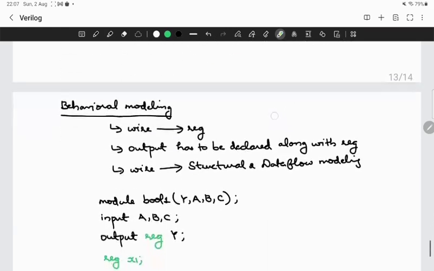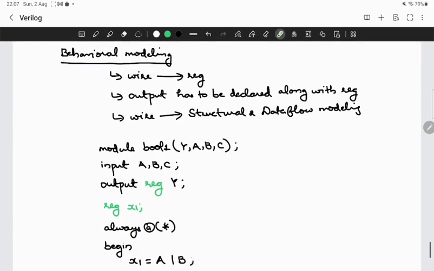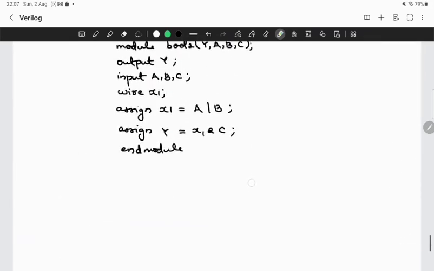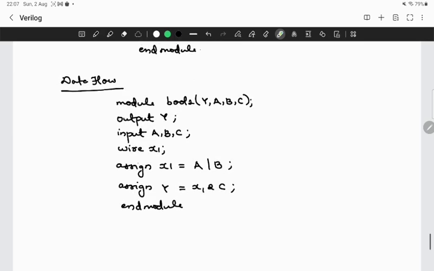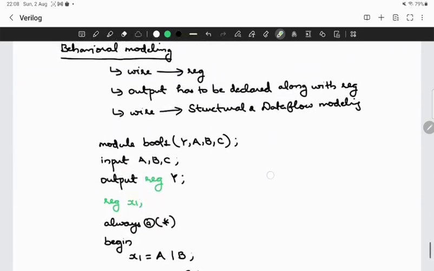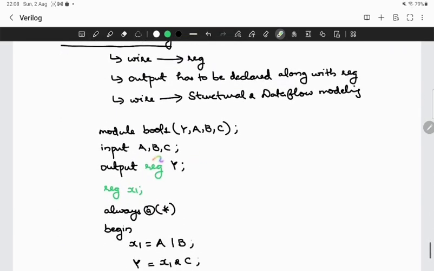Now comes the last one, which is the behavioral modeling. In behavioral modeling, we need to remember the wire gets replaced by register. So we cannot write a wire in behavioral modeling. Instead, we have to write it as a register. So the output has to be declared along with the register. So in data flow modeling and structural modeling, we define output as y, right? But in behavioral modeling, we have to define the output as output reg y.